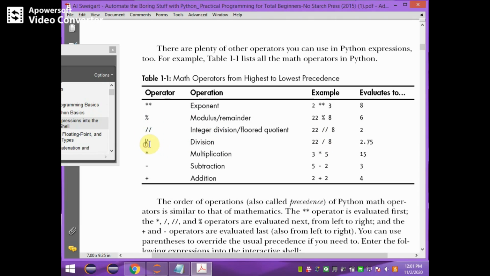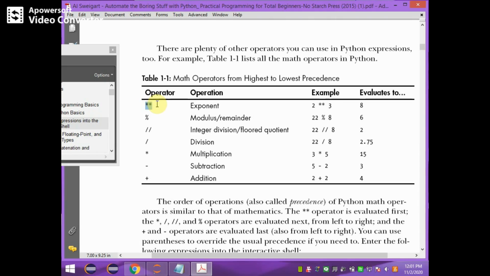Next precedence is taken by normal division. Okay, single slash, you will get the normal division answer 2.75, that is 22 by 8 equal to 2.75. Next, star, that is multiplication, 3 into 5 equal to 15. Next, minus for subtraction, 5 minus 2 equal to 3. Okay, next plus for addition, 2 plus 2 equal to 4. You see that the precedence is taken this way.